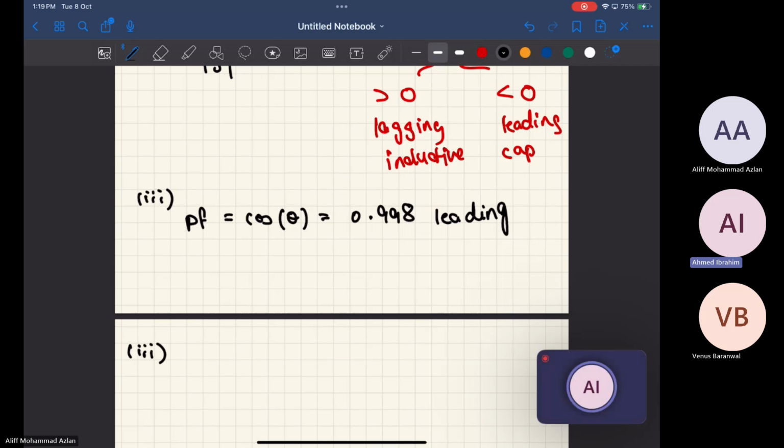Part 4 is an understanding question. So it's just asking, what is the ideal power factor value? Hopefully you all know what that is from labs.